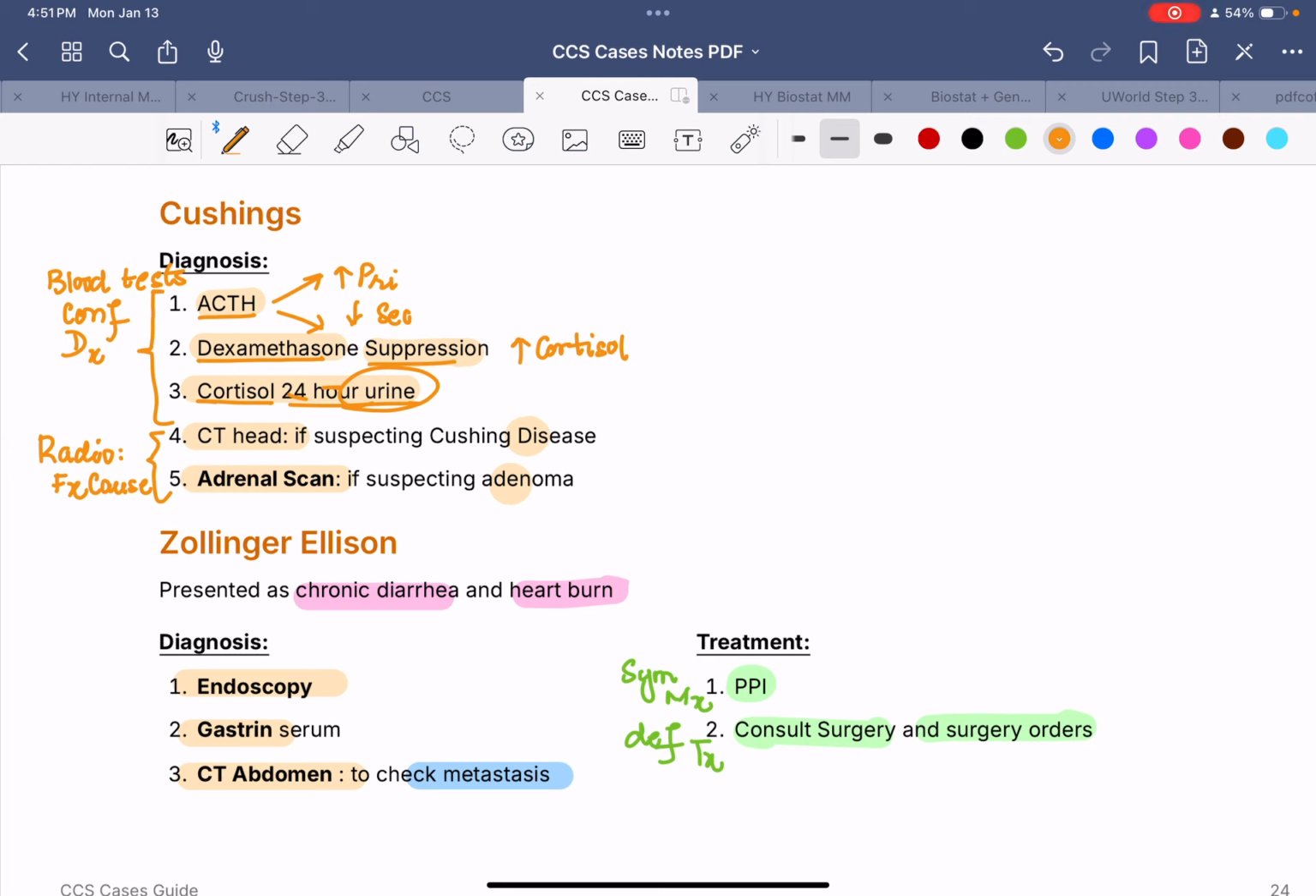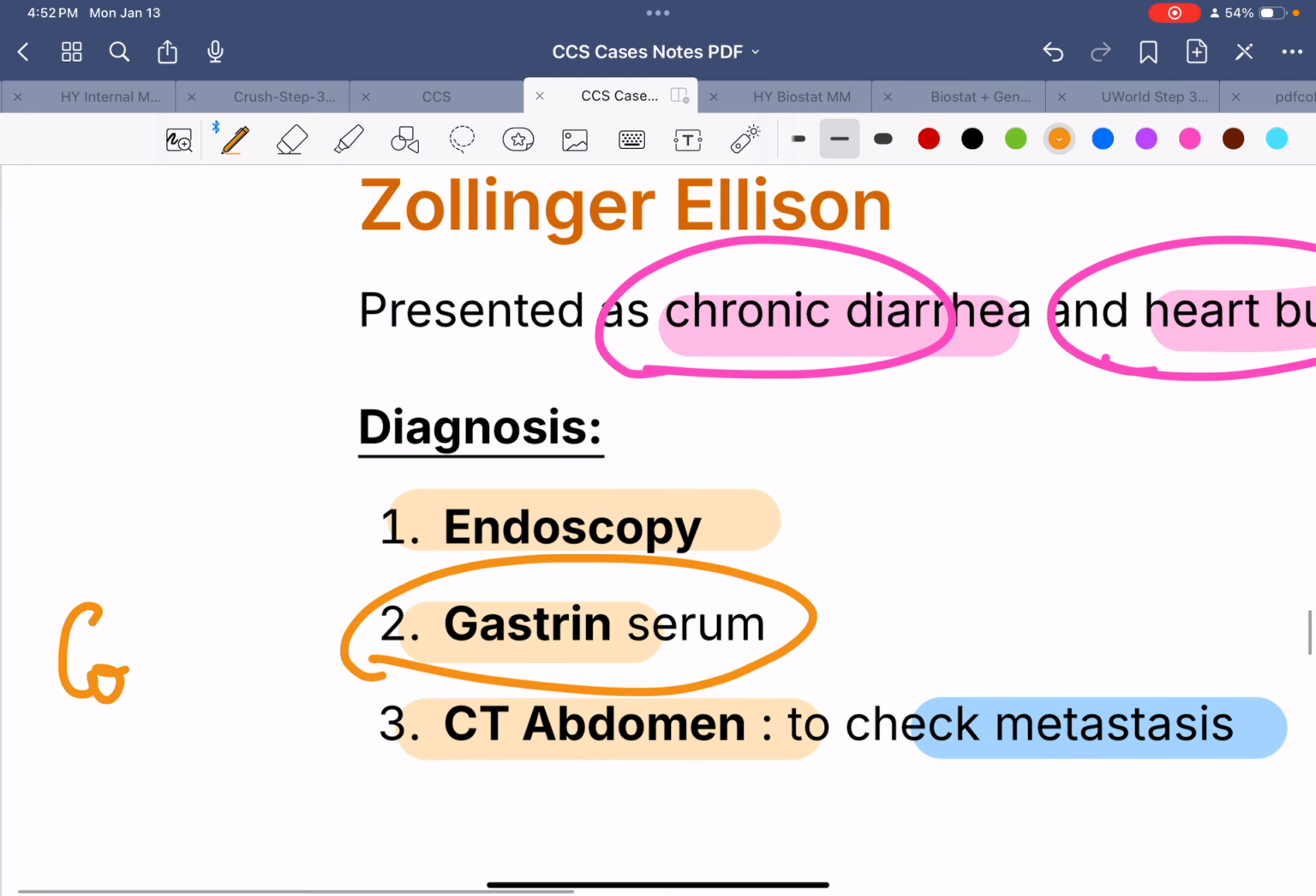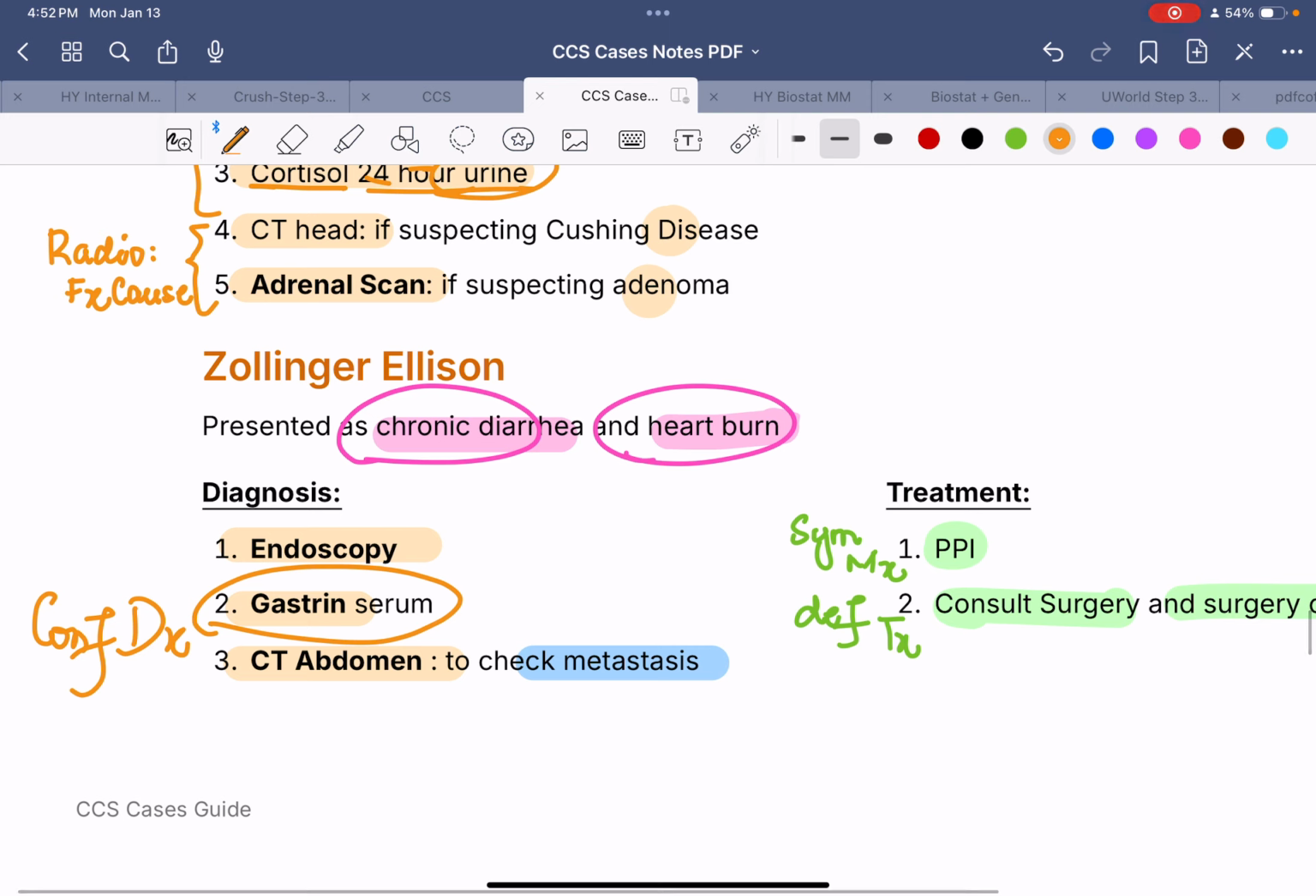Next off, we have Zollinger-Ellison syndrome, which is also known as a gastrinoma, which is basically a tumor of the duodenum or the pancreas, which produces too much acid. Because of the too much acid production, it results in chronic diarrhea and heartburn. So what are you going to do in the diagnosis? One thing that I just told you is that the serum levels of gastrin are going to be increased. So this will be one test which is going to confirm your diagnosis that yes, this patient has increased serum gastrin. Then we can localize the tumor and do a histopathological diagnosis along with a radiological diagnosis.